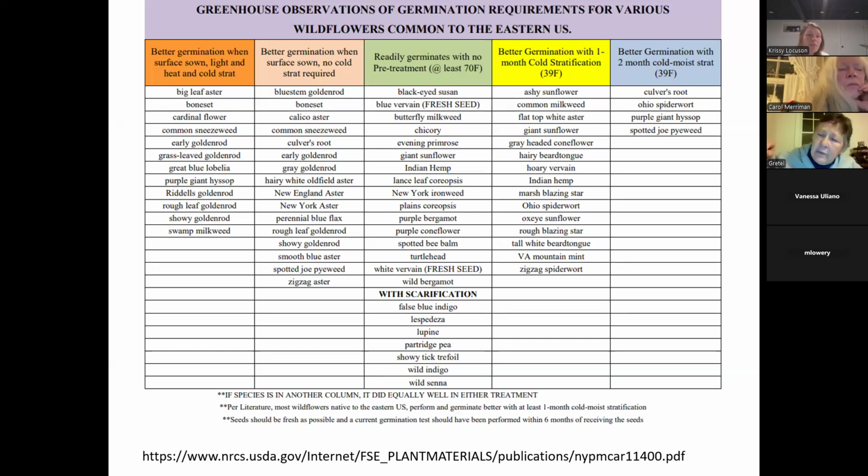Some natives don't need any winter treatment, any cold treatment. Black-eyed Susan needs no pre-treatment. Ashy sunflower, common milkweed, the yellow column, does better if it spends a month in the fridge, but it doesn't have to be wet. Purple giant hyssop needs 2 months cold and wet. You can't tell by looking at a plant what it needs. Good idea to look it up.